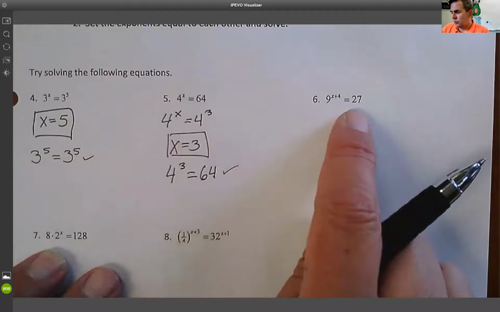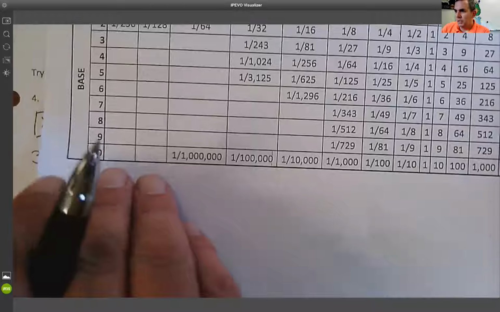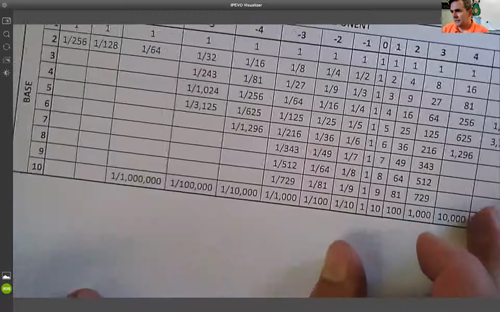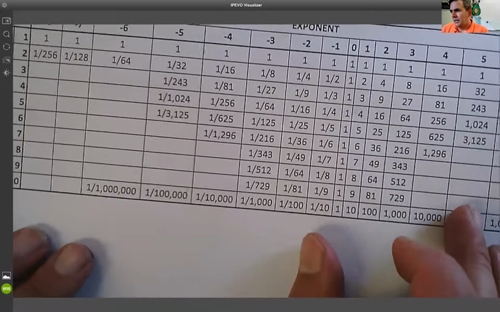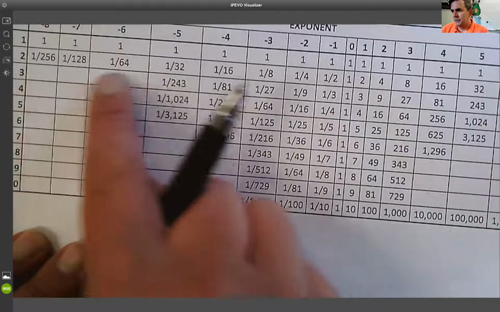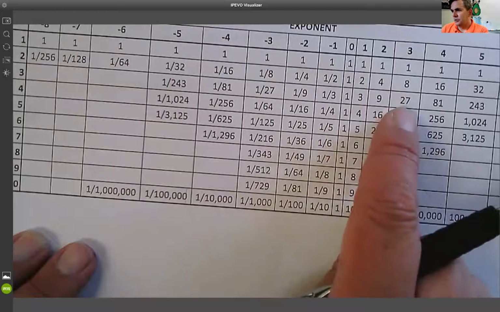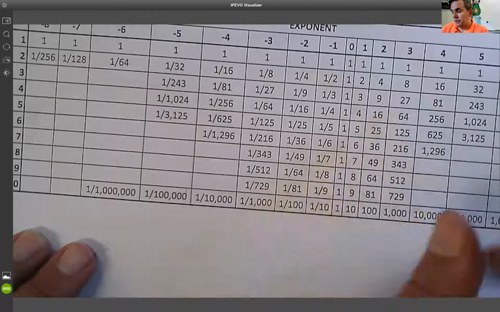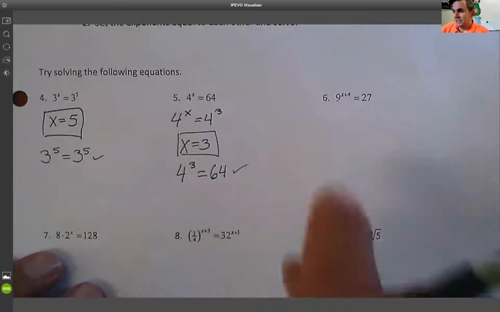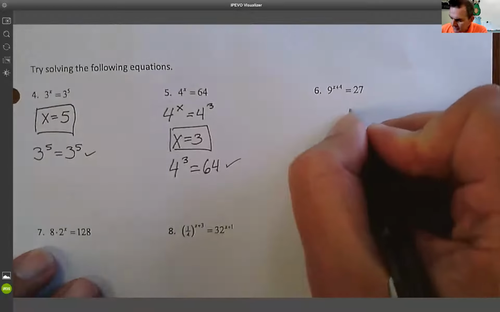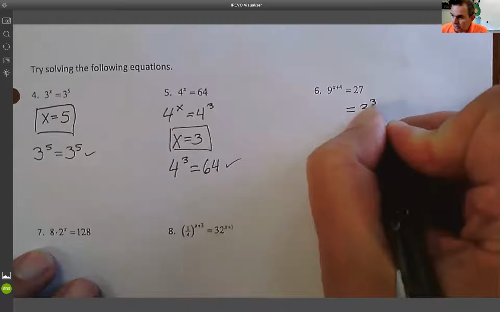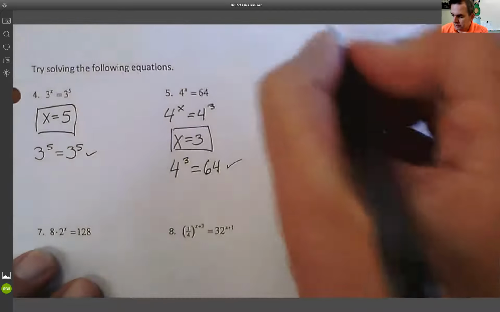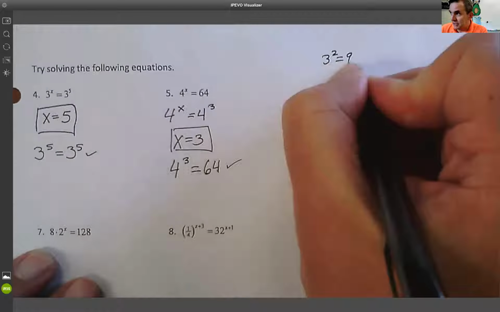9 to the x plus 4 equals 27. Well, when I look here, 9 does not have 27 in it. So I need to see if I can find a row that has 9 and 27. If I come up here to the 3, I got a 9 and a 27. 9 is 3 squared, 27 is 3 cubed, 3 to the 3rd power. So I need to rewrite this. This 27 is going to be 3 to the 3rd. This 9 is going to be 3 squared.